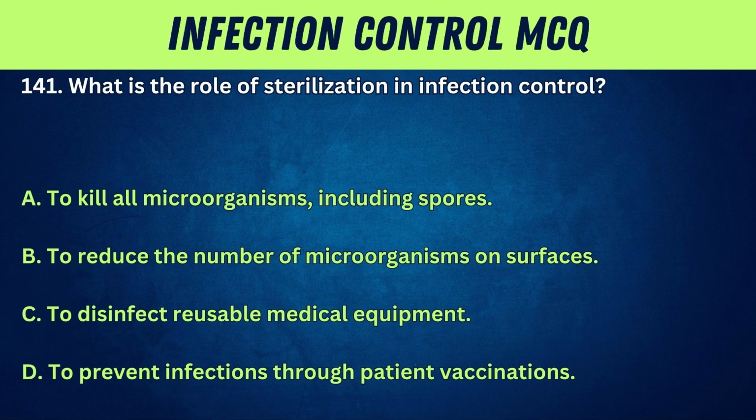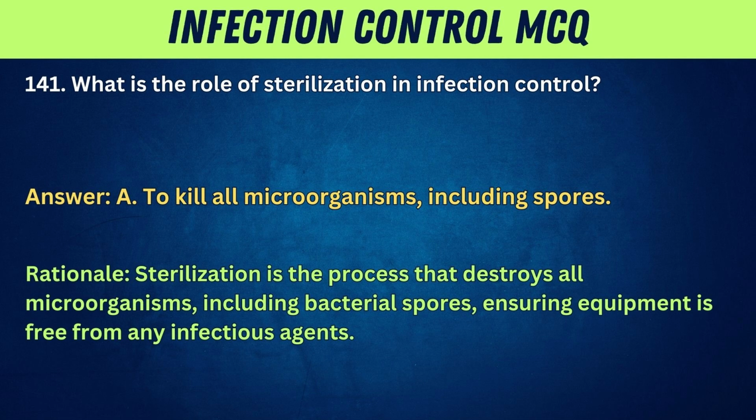141. What is the role of sterilization in infection control? A. To kill all microorganisms, including spores. B. To reduce the number of microorganisms on surfaces. C. To disinfect reusable medical equipment. D. To prevent infections through patient vaccinations. Answer: A. To kill all microorganisms, including spores. Rationale: sterilization is the process that destroys all microorganisms, including bacterial spores, ensuring equipment is free from any infectious agents.